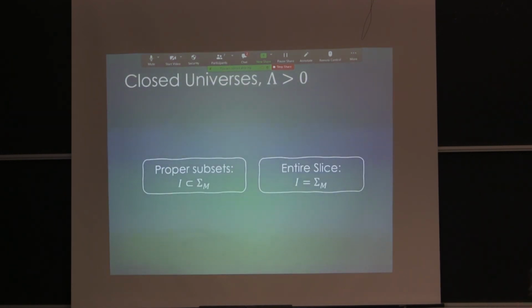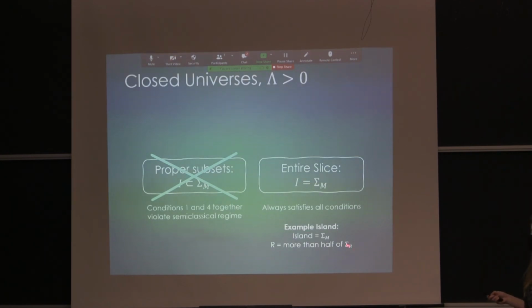So then I'll just show you the results for closed universes where lambda is positive. In that case, you'll find that conditions 1 and 4 together violate the semi-classical regime. So proper subsets are a no-go. And then the entire slice, just like before, always satisfies all the conditions. And an example island is, again, the case where the reference region is more than half of the reference second spacetime. And then comparison to flat space.